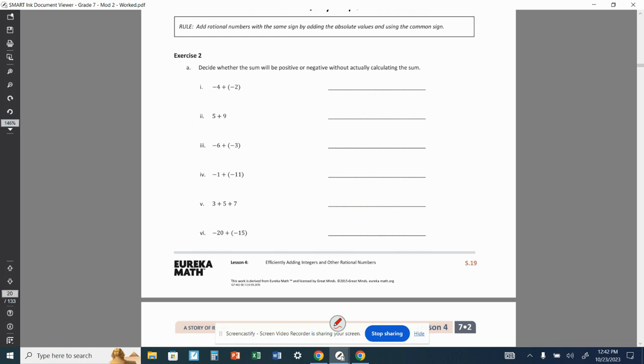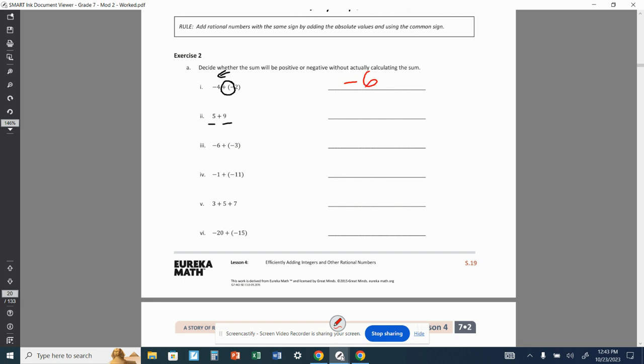Add rational numbers with the same sign by adding the absolute values and using the common sign. Okay, so again, look at this. We start at -4. If we do this plus -2, do we see how we're moving to the left 2 spaces? So if you already owe somebody $4 and then you borrow 2 more, right? That's what that plus -2 is. It means you're taking on a debt saying, hey, I know I already owe you 4. I'm going to borrow 2 more. You obviously owe them more now. You owe them a total of 6, right?